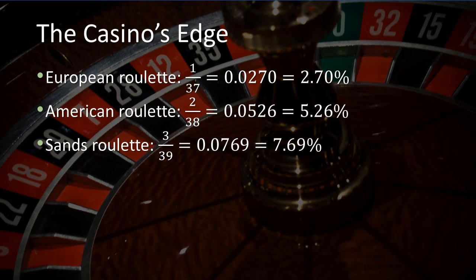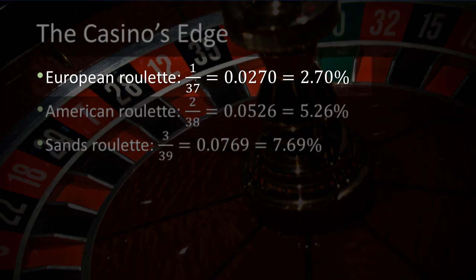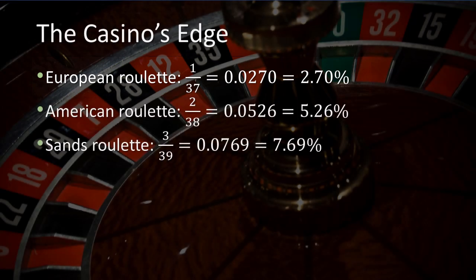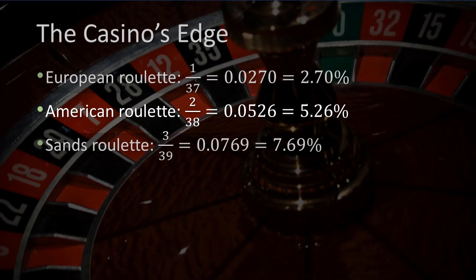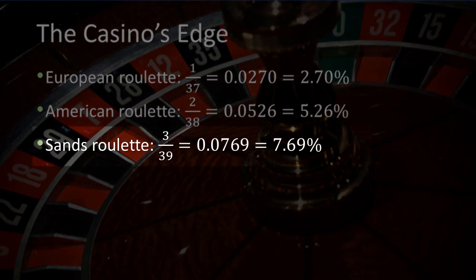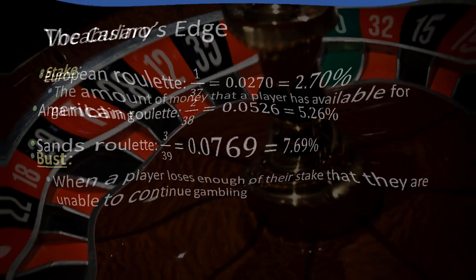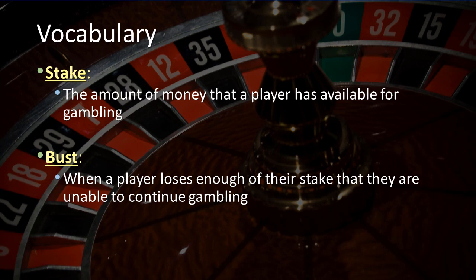So how large is the casino's edge? Well, for European roulette, which has 1 zero and 37 total numbered pockets, the casino's edge is 1 over 37, or about 2.7%. For American roulette, which has 2 zeros and 38 pockets, the casino's edge is 2 over 38, or about 5.26%. For sans roulette, the casino's edge is a massive 7.69%, which is among the largest advantages for the casino for all common casino games. This explains why casinos love sans roulette, and also explains why you should never play it if a better option is available.